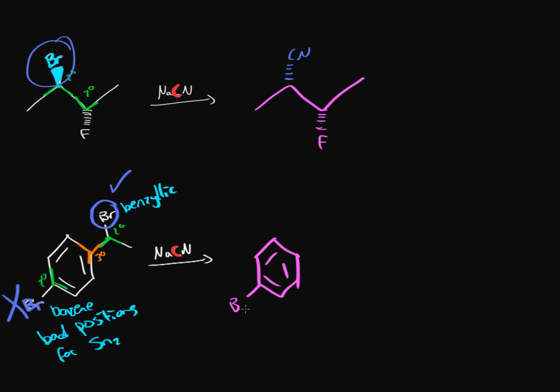Our benzene bromine will not change, and our benzylic bromine, which we did not show the stereochemistry for over here, is what should change. Say for example this bromine is on a wedge, then our sodium cyanide is going to be on a dash. So that is what competing leaving groups is.